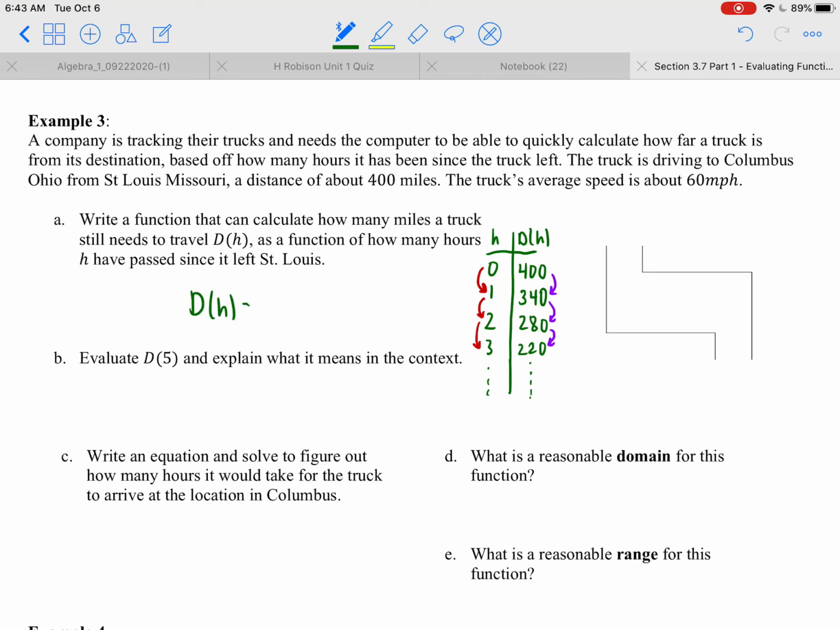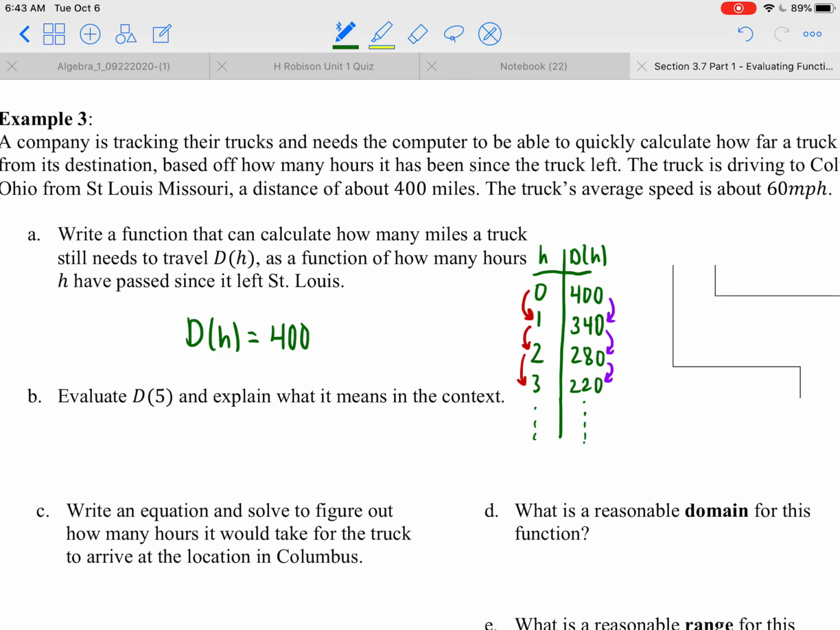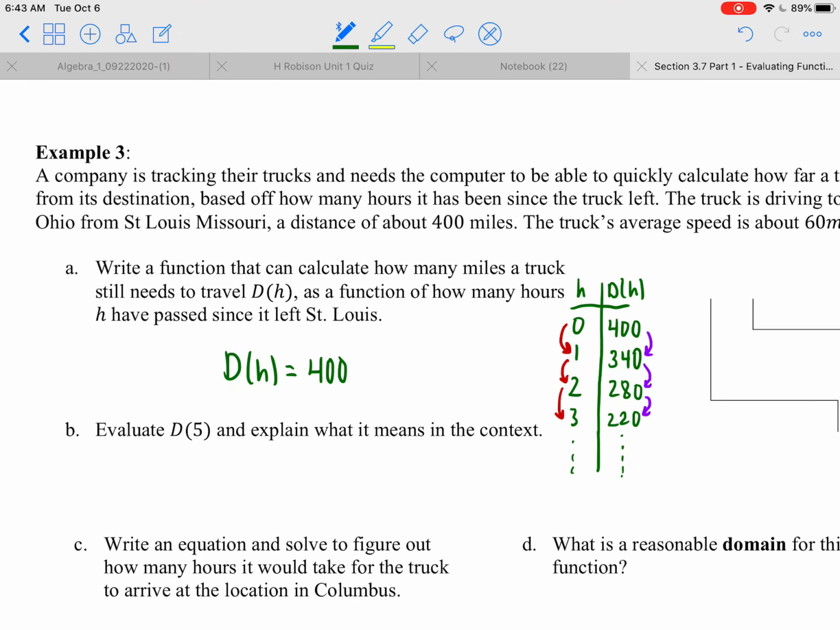So, all right, d of h is equal to, so again, we start at 400. So there's definitely going to be a 400 here. But now we just need to figure out what we want to do with the 60 miles per hour and number of hours. Let's think about this real quick. If we drove 1 hour, how far would we still need to go? It'd be 400 minus that 60 miles that we already drove, right? So 400 minus 60, that would be if we had been driving for 1 hour.